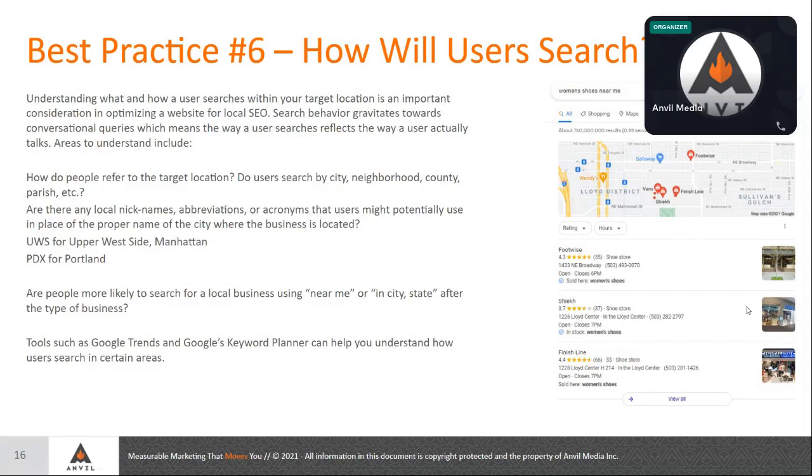Understand if people will most likely use near me, like women's shoes near me, or if they will actually utilize the city and state after the type of business or even after the search. And to really understand how users are searching in your target areas, you can utilize tools such as Google Trends and Google's Keyword Planner. Those tools really hone in on your set target locations and can give you guidance on which keywords you should go after and how users are actually searching within those locations. And we'll actually go into some details on these tools in just a moment.